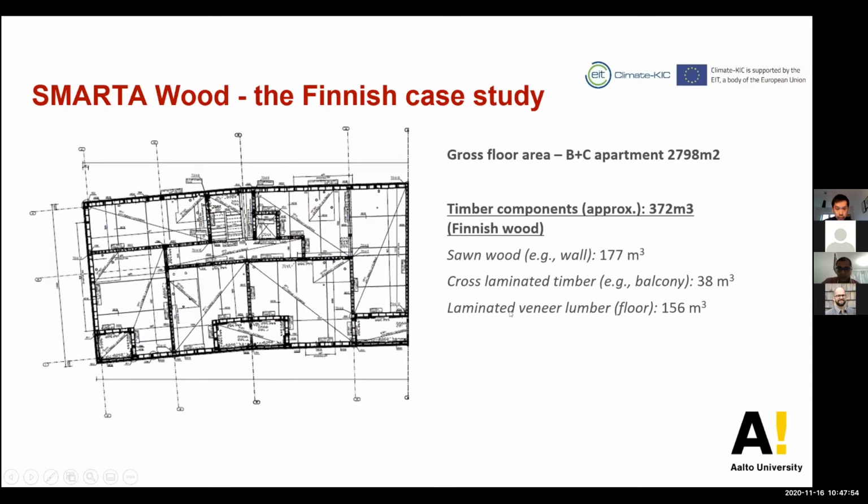And now you can see the wood components that were used. It's about 370 cubic meters, of course, from Finnish forest. The sawn part is about 180 cubic meters, mostly used in walls. Cross laminated timber, mostly used in balconies, is about 40 cubic meters. And then we have laminated veneer lumber, which is about 160 cubic meters and used for floors.